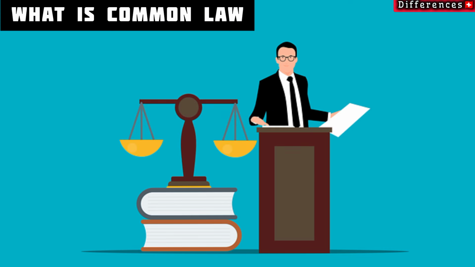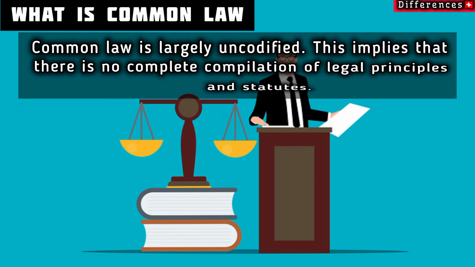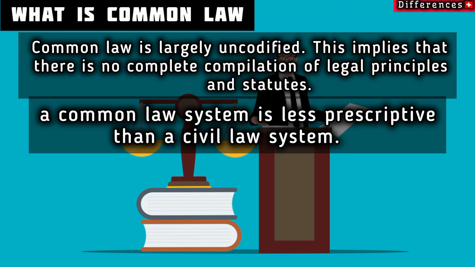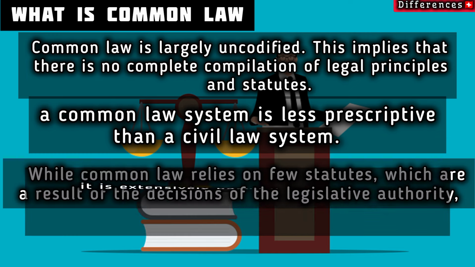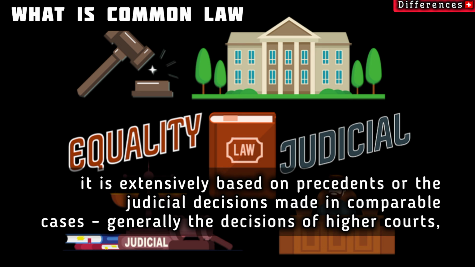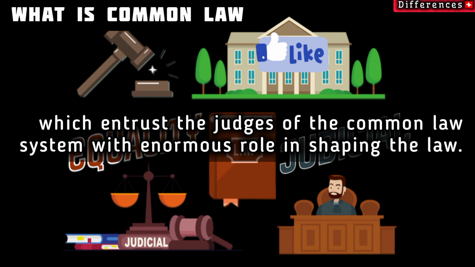What is common law? Common law is largely uncodified. This implies that there is no complete compilation of legal principles and statutes. Thus, a common law system is less prescriptive than a civil law system. While common law relies on few statutes, decisions of the legislative authority, it is extensively based on precedents or the judicial decisions made in comparable cases, generally the decisions of higher courts, which entrust the judges of the common law system with an enormous role in shaping the law.